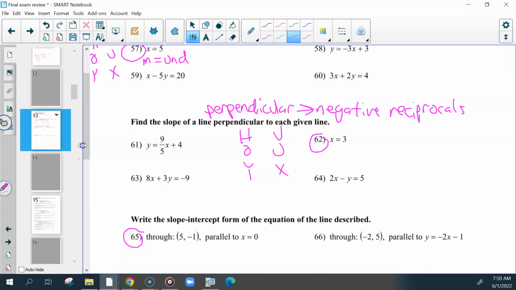If I know the slope of this line is undefined, the negative reciprocal of that, even though it's not negative, is 0, no matter what. We have to remember that 0 and undefined are perpendicular slopes. Questions on that one?